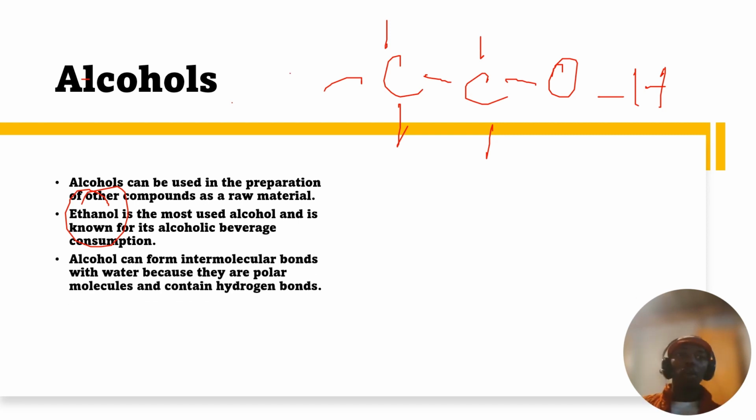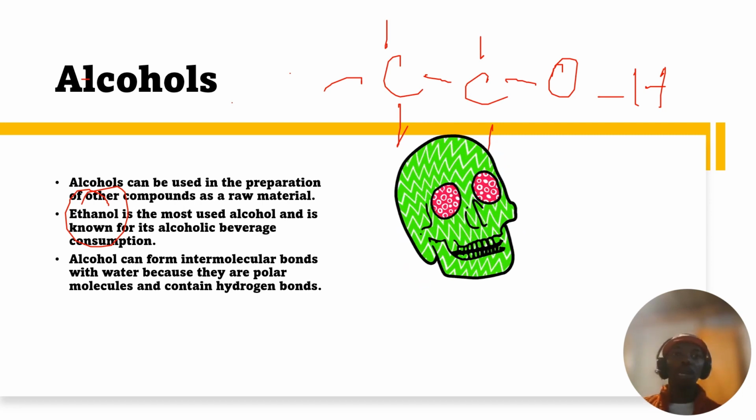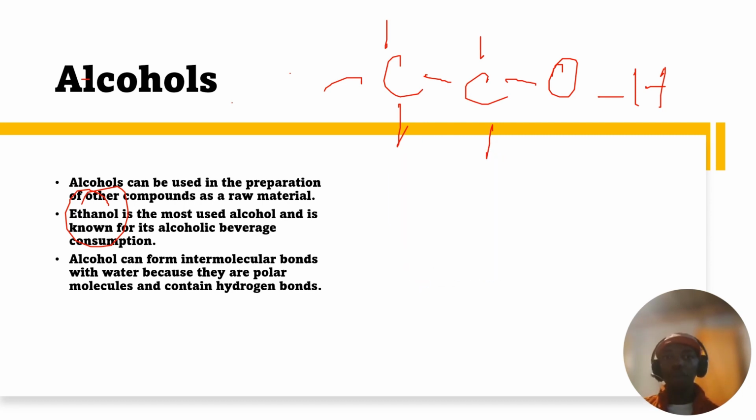And then it says alcohols can form intermolecular bonds with water because they are polar molecules and contain hydrogen bonds. Right? We're going to go much deeper into this content in the physical properties, where you need to understand the types of bonds that homologous series have. So alcohol is one of the homologous series that has hydrogen bonds, right? If it's a polar molecule, as I've said before, it indicates that there is unequal sharing of electrons, right?